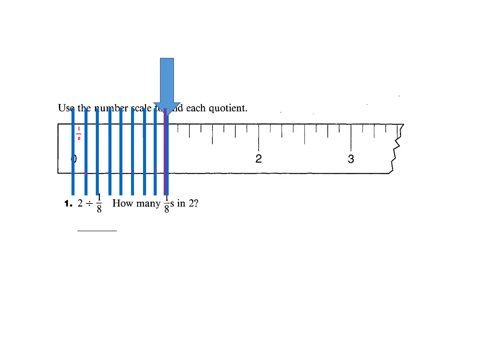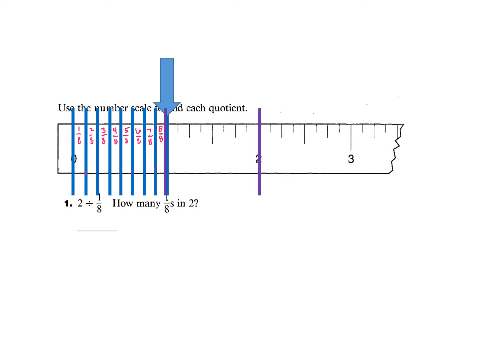1/8, 2/8, 3/8, 4/8, 5/8, 6/8, 7/8, and 8/8. So there are 8/8 in 1 inch, or 1 part, or 1 whole. So how many would be in 2 parts, or 2 wholes?